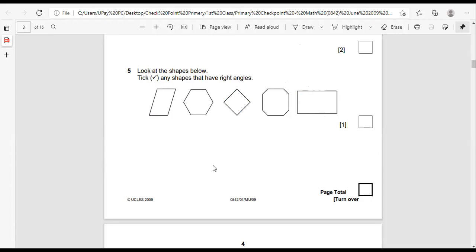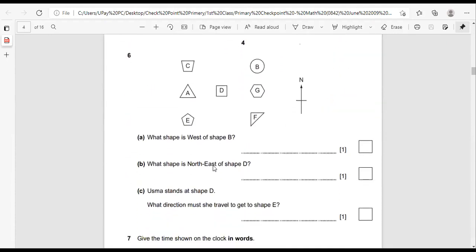Question number 6. This is a direction question, so it's better if you write all the directions. I will write south, and here west, and this is east. So if you draw this, it's easy for you. What shape is west of shape B? When it comes to a direction question, always try to think as if you are standing here. Then it's easy to think. So west of shape B. So here west is this side, which is answer C.